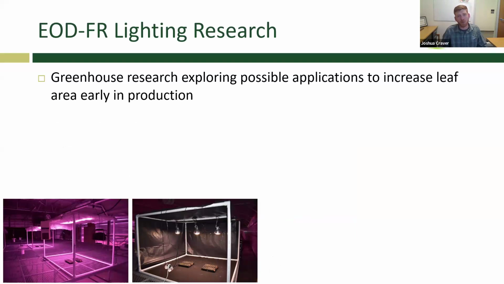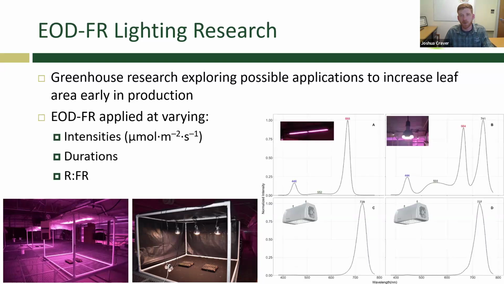But ultimately, when we look at end-of-day far red lighting, what we first wanted to do was look at some applications in the greenhouse. We wanted to look at whether we could leverage end-of-day far red lighting to get early leaf area expansion, looking at a wide variety of annual bedding plant species. And could that potentially be beneficial in terms of intercepting more photons, driving more efficiency in terms of supplemental lighting?